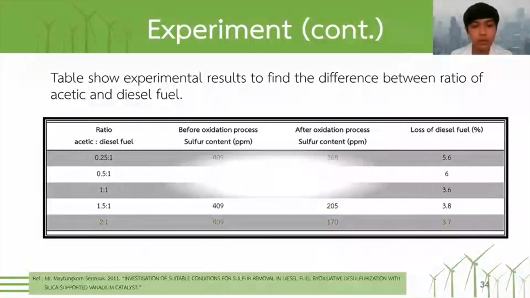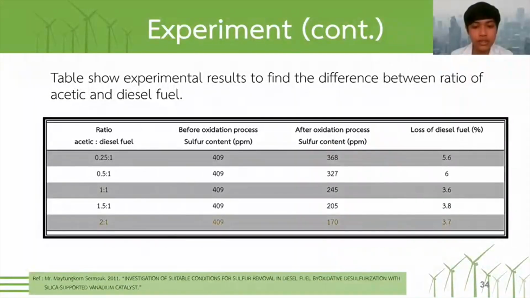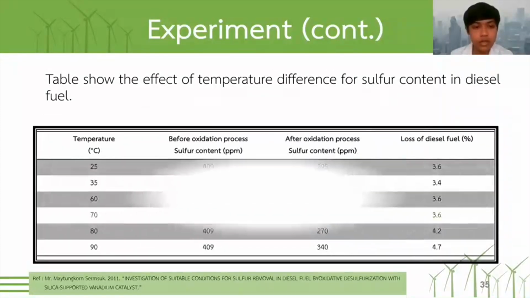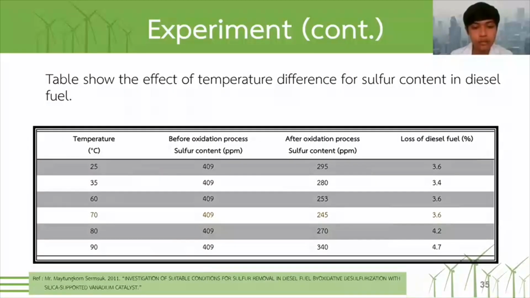And the second table varies the ratio of acetic acid per diesel fuel. The best is 2 acetic acid per 1 diesel fuel, which leaves the least sulfur. The third table varies temperature. The best temperature is 70 degrees Celsius.